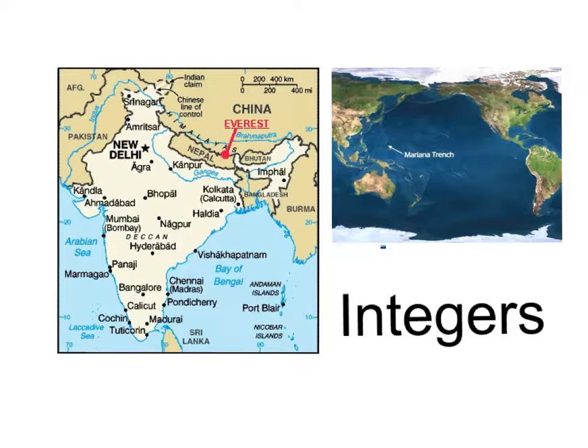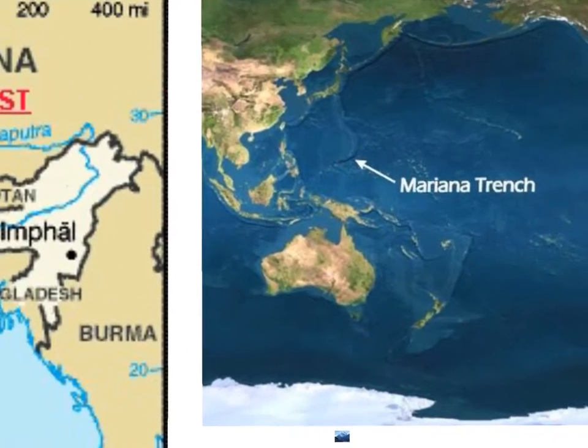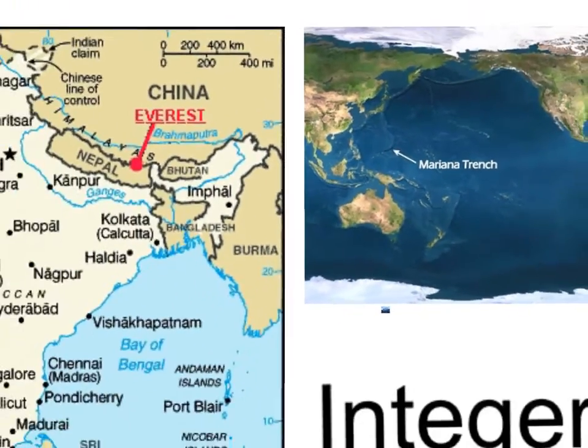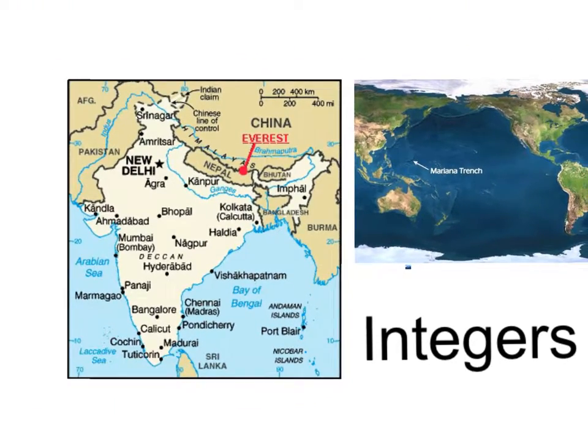So in this lesson, for an introduction, we can talk about Mount Everest as being the highest place on Earth and where it is located. We can also talk about the Mariana Trench and find out where exactly that is located, and we can see it's just above us. So the highest place on Earth and the lowest place on Earth.